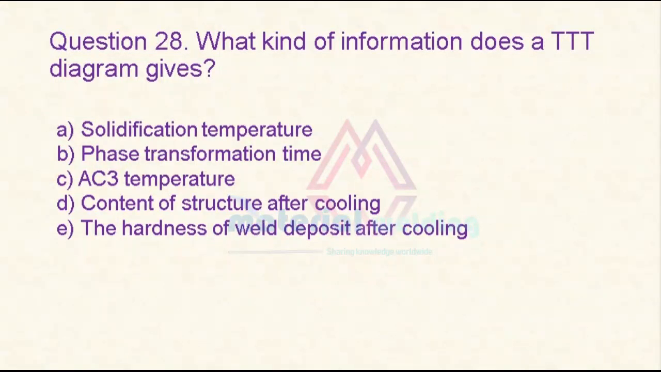Question 28. What kind of information does a TTT diagram give? A. Solidification temperature. B. Phase transformation time. C. AC3 temperature. D. Content of structure after cooling. E. The hardness of weld deposit after cooling.